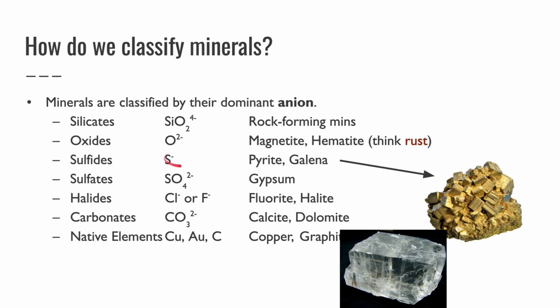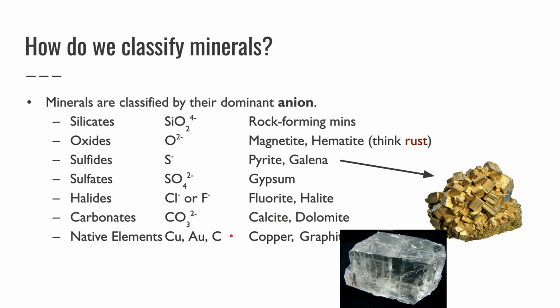Sulfides just have a sulfur. Pyrite and galena are examples. Sulfate minerals, so a calcium sulfate would be gypsum. Halides are like sodium chloride, or fluorite, which has a fluorine. Carbonates have a carbonate ion, so calcite and dolomite.